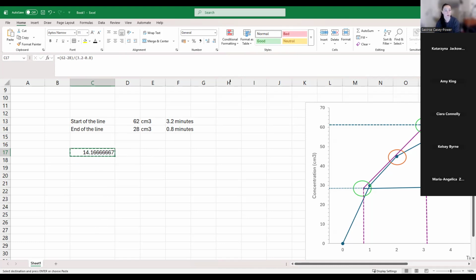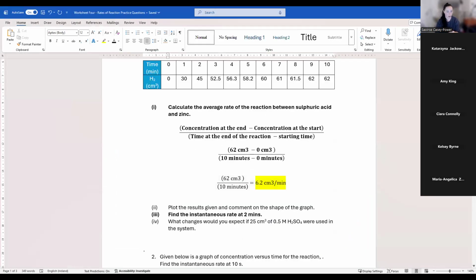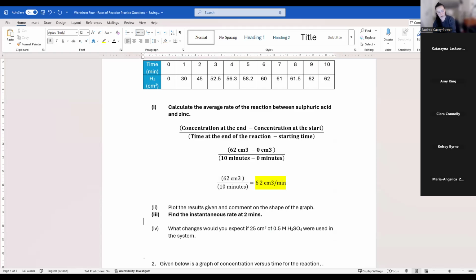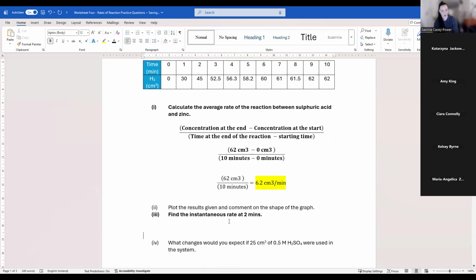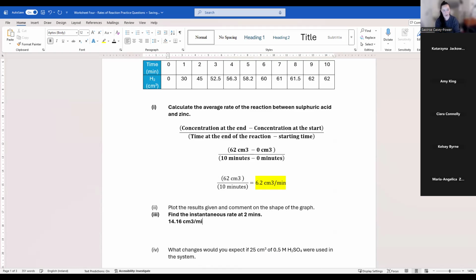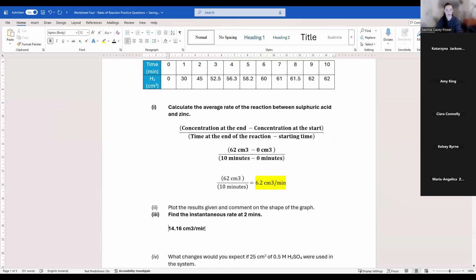So where we actually answer that then, sorry guys, I know I'm jumping back and forth between different things. We have our average rate, we calculated that. So we said find the instantaneous rate at 2 minutes. From plotting the graph and doing that on Excel, we should have 14.16 centimeters per minute. And that's our value for that one.